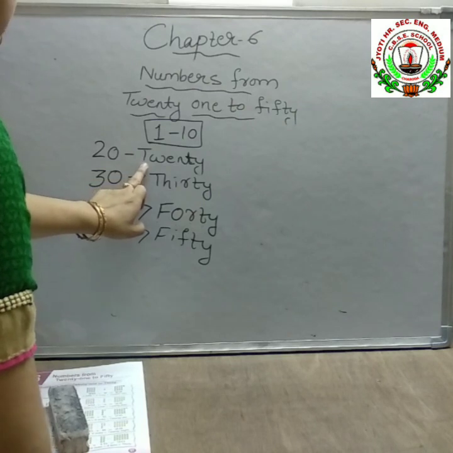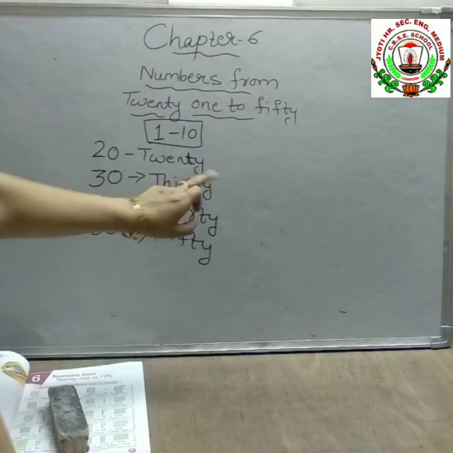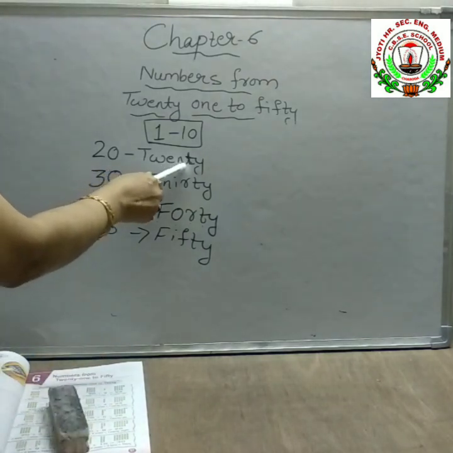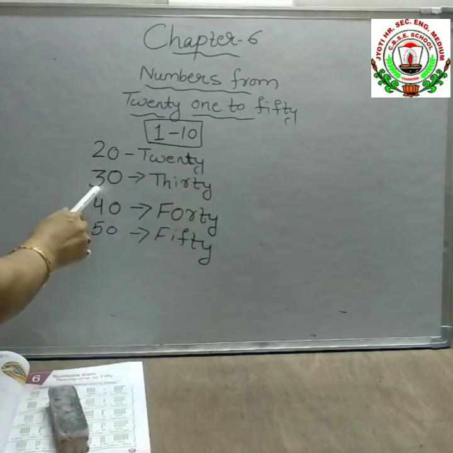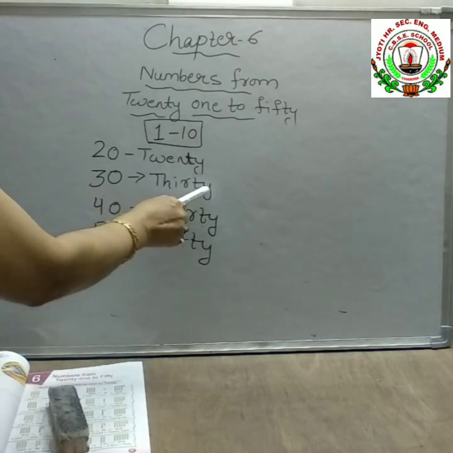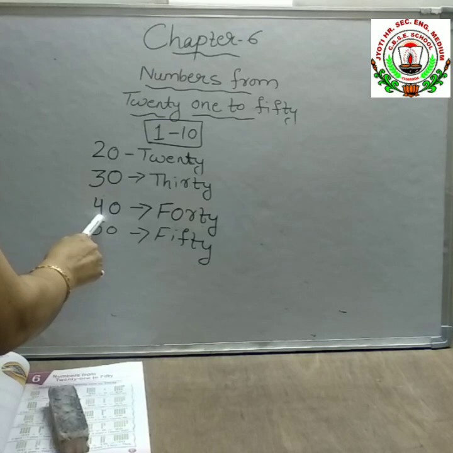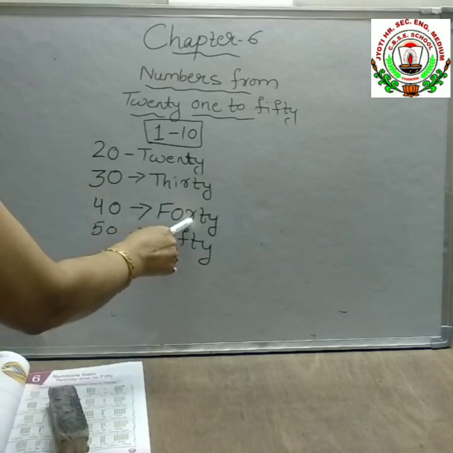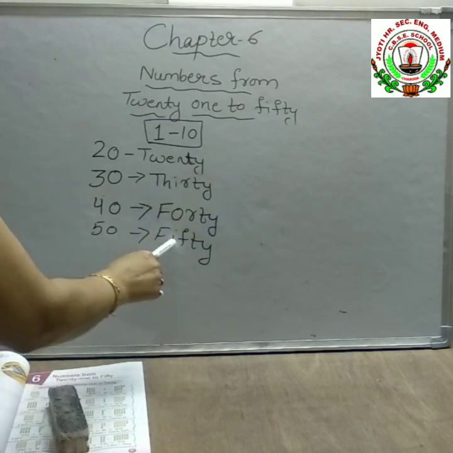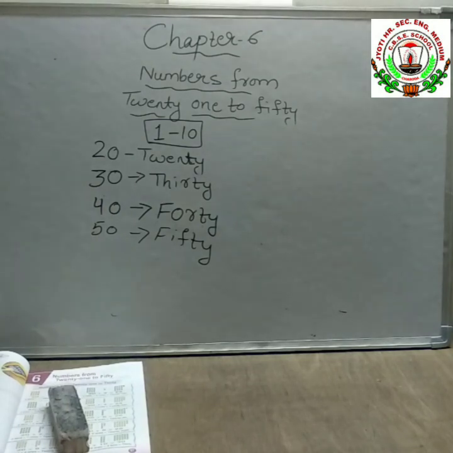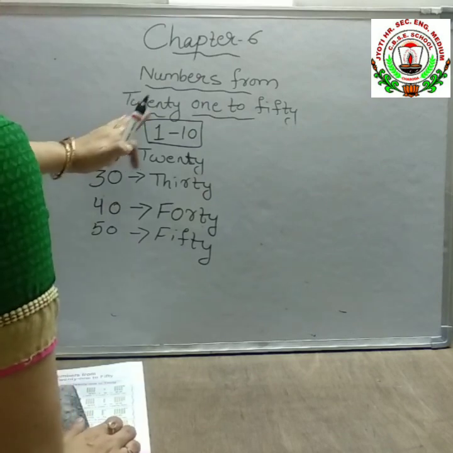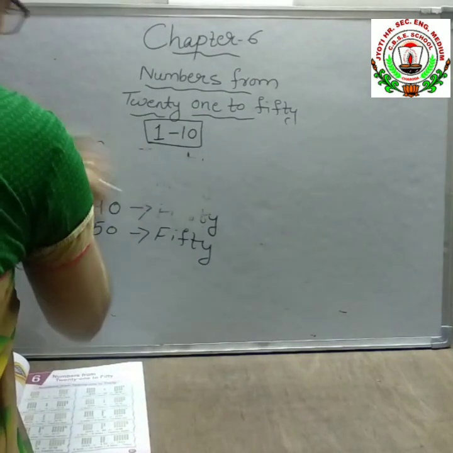20. The spelling of 20 is T-W-E-N-T-Y, 20. Student, what is the spelling of 20? T-W-E-N-T-Y, 20. Next is 30. What is the spelling of 30? T-H-I-R-T-Y, 30. Next is 40. What is the spelling of 40? F-O-R-T-Y, 40. Next 50. F-I-F-T-Y, 50. Student, learn this spelling thoroughly so you can write the number name from 21 to 50.